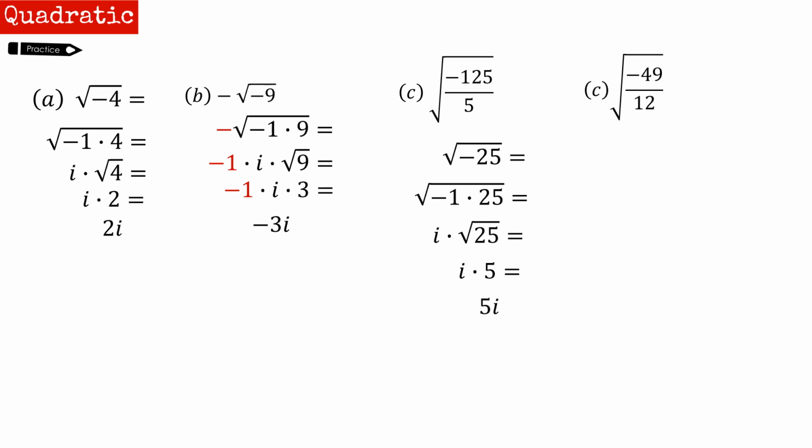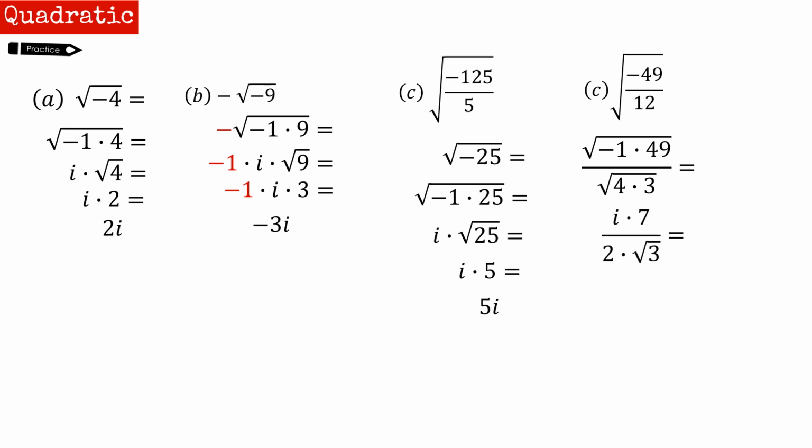Let's look at the next one. For this one, negative 49 over 12 does not reduce. So all I did was just rewrite it. The square root of negative 1 times 49. And on the bottom, I wrote the square root of 4 times 3. 12 has a perfect square in it, which is 4, so that's why I rewrote it right away.